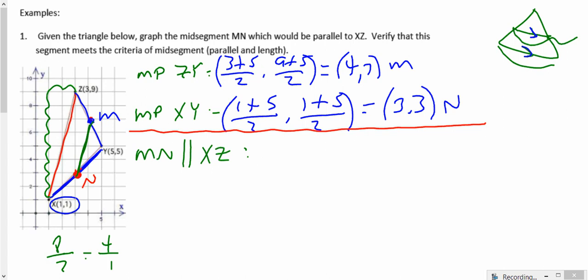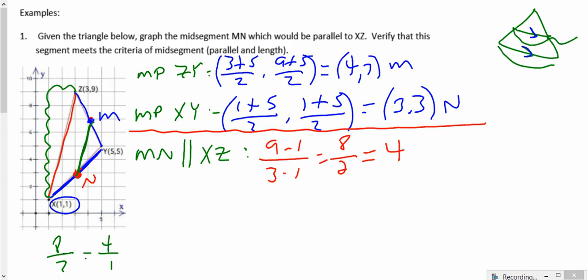So I'm going to start with Z. I'm going to take the y of the first or second coordinate, depends on what order you want to do, as long as we're consistent. So 9 minus 1 over 3 minus 1. That's the difference in y's over the difference in x's. And we get 8 over 2, which is 4, or 4 over 1. And that's what we thought.